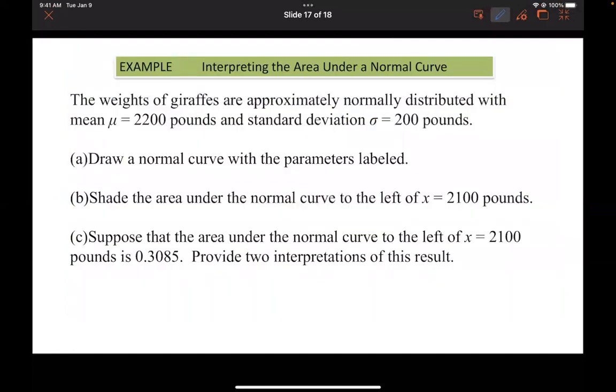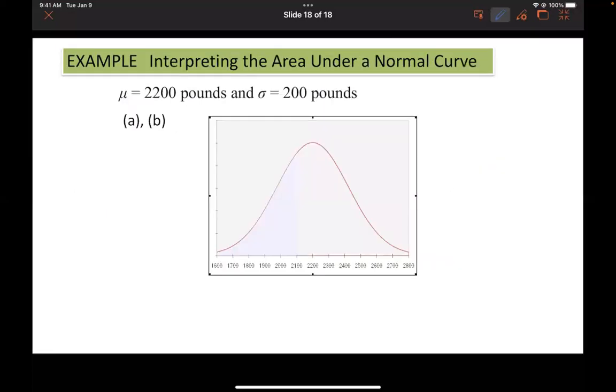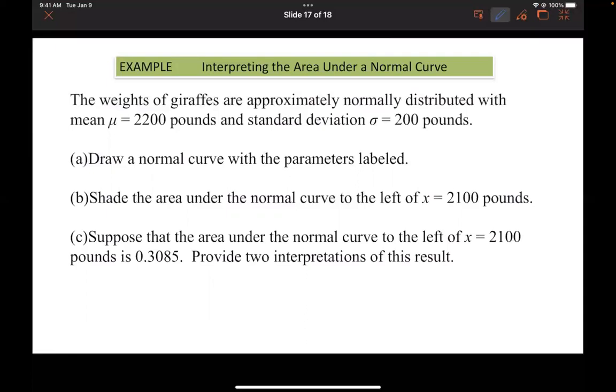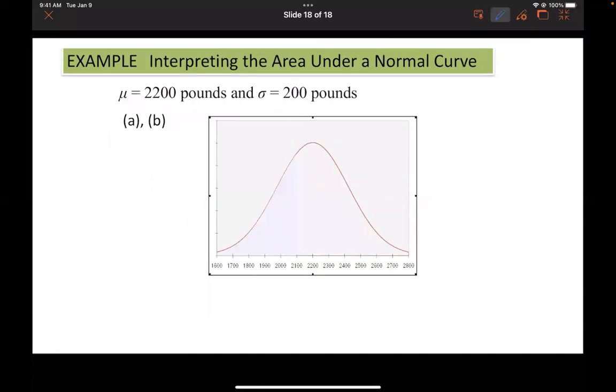So weights of giraffes are approximately normally distributed with a mean of 2,200 pounds and a standard deviation of 200 pounds. We're going to draw a normal curve and we're going to label stuff. We're going to shade the area of the curve to the left of 2,100 pounds. And then we're going to interpret this number right here, which is the area under that curve that I've shaded. So here we go. Here's our normal curve. Pretend you can't see that shading, because now you can see that shading.